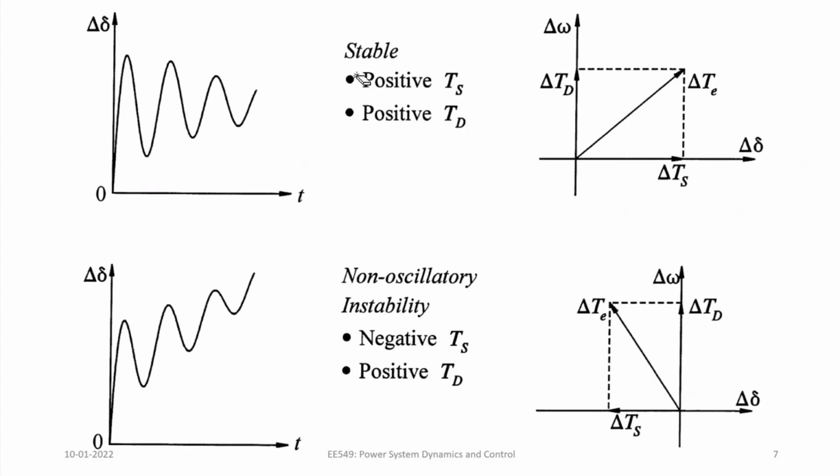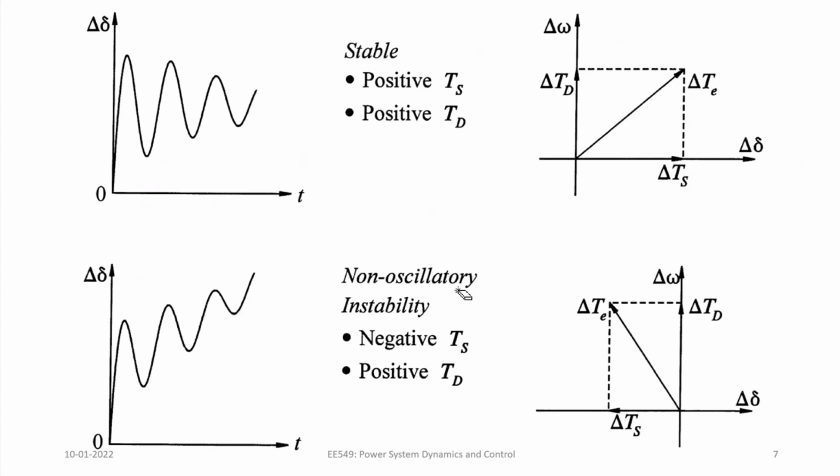So the stable system is one where we have positive TS and positive TD. We can see here in this figure, delta TS is positive, delta TD is positive, and hence we have an oscillatory, but stable response. It is stabilizing.